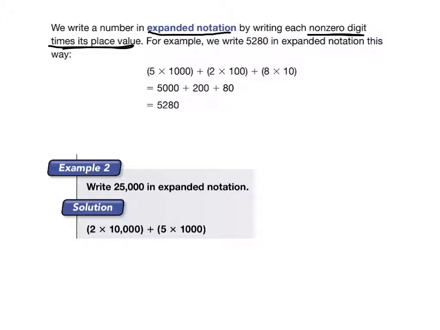So the same thing with example 2. You take each non-zero number, so we're going to take the 2, and we're going to say that it's in the 10,000s place, so 2 times 10,000. And then the 5 is in the thousands place, so 5 times 1,000. So this is example 2. Have that in your notes. All right, let's keep going.